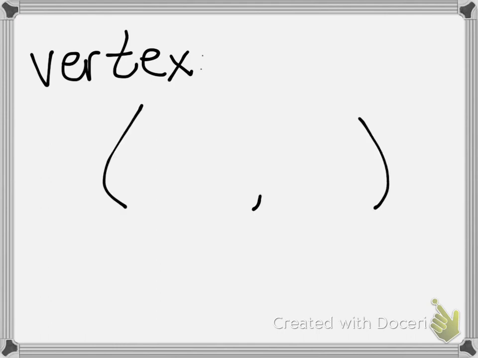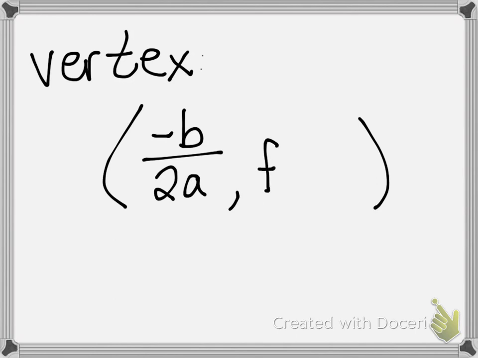Now, to find the vertex, that is a coordinate, x comma y. And to find the x value, we take the opposite of b and divide it by 2 times a. So we'll get a value. Maybe the value is 10. And then to find the y value, all we do is substitute that into our function, whatever that value may be. And that's going to be our vertex. This is really, really important for graphing.